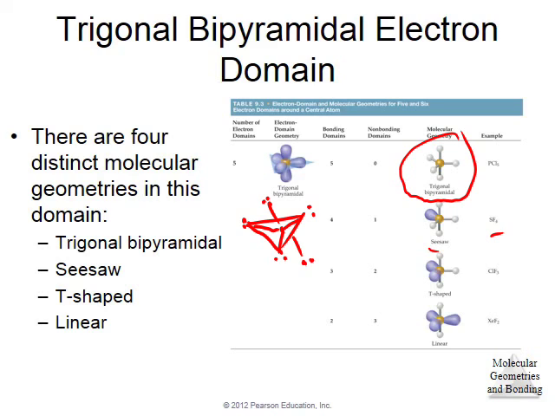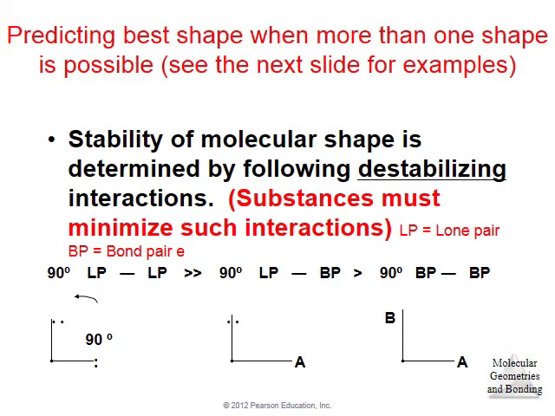Now the question is, out of a number of possibilities, how do we know that T-shaped would be the most stable geometry when there are three groups or 3 atoms bonded to the central atom and 2 pairs remain unbonded? We are going to explain that in the next couple of slides, so that if you don't want to memorize, then try to understand what I'm going to discuss next. Predicting the best shape when more than one shape is possible.